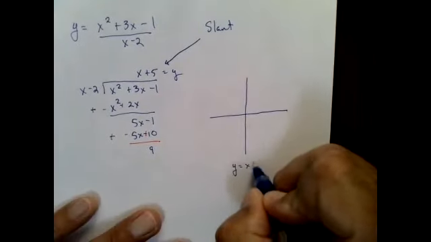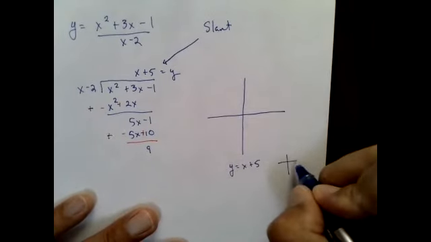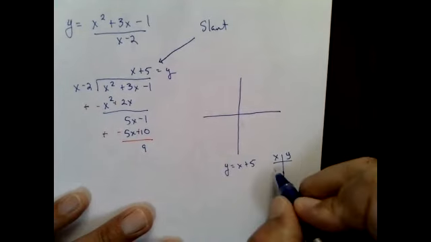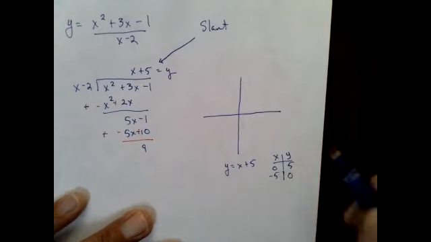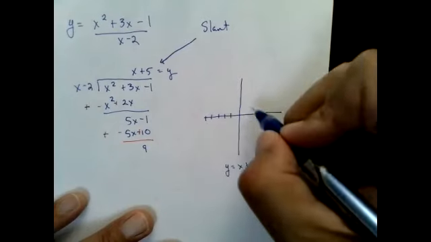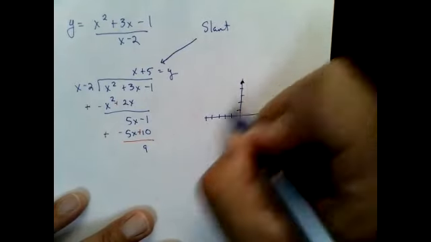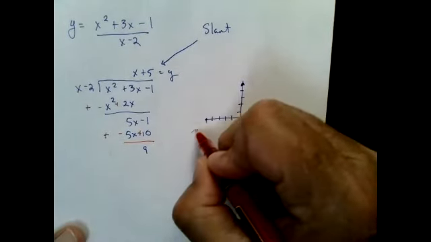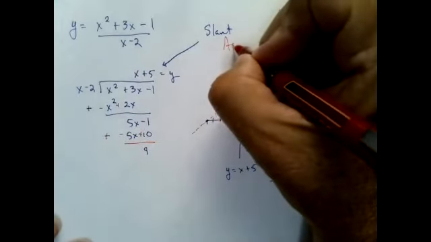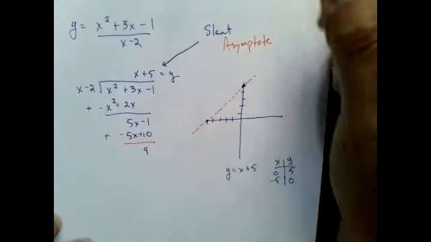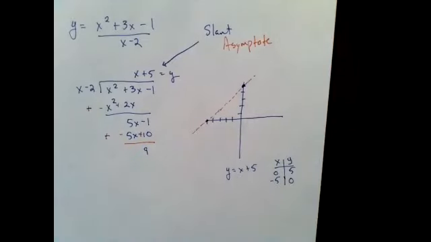So what's the graph of y equals x plus 5? I don't even know anymore. Well, we're going to make it easy. If I put 0 in for x, y is 5. If I put 0 in for y, x is negative 5. So there and there. And here is my slant asymptote. Slant asymptote. I taught for quite a few years. I just can't think of any other way to make this a little more exciting than it is.